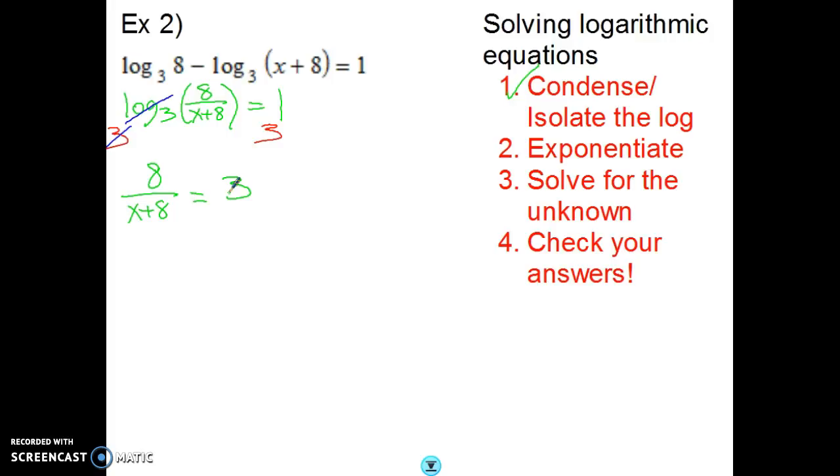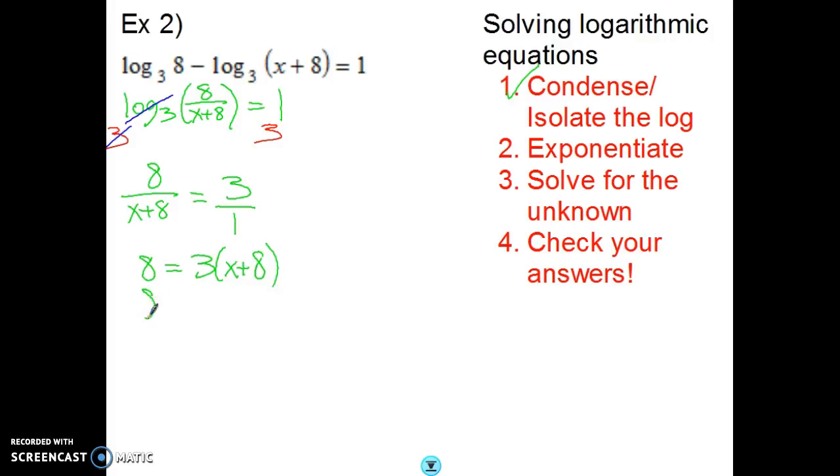Now, this is what's called a rational equation because we have our variable in our denominator here. We have a rational expression, a fraction. So we have to first multiply both sides by x plus 8. Or some of you are more comfortable thinking about it as cross multiplying, right? 8 times 1 and 3 times x plus 8. Either way, it's going to give us 8 is equal to 3 times x plus 8.